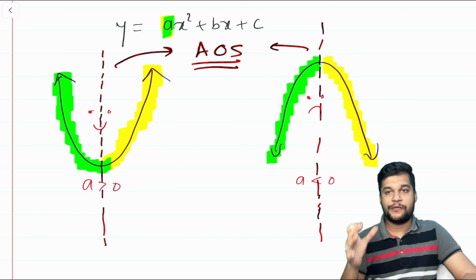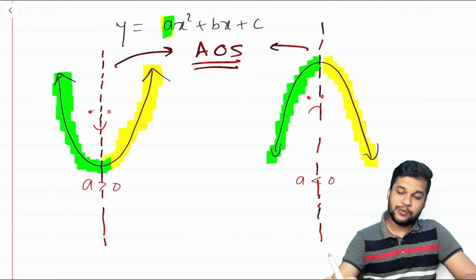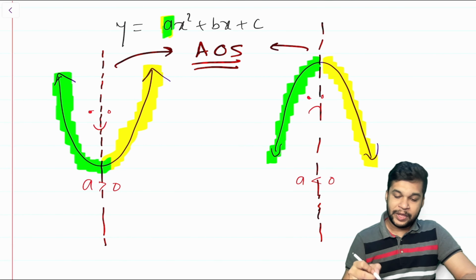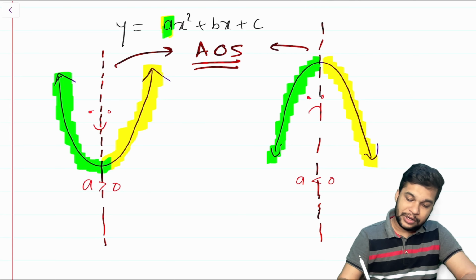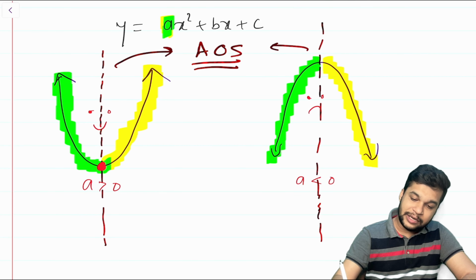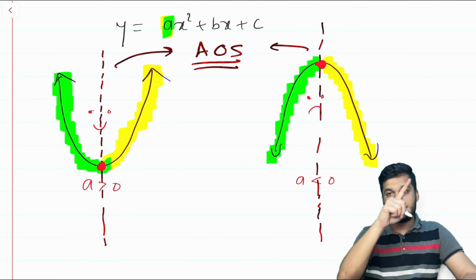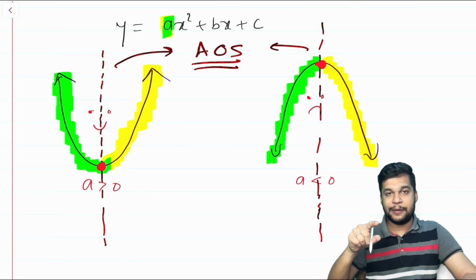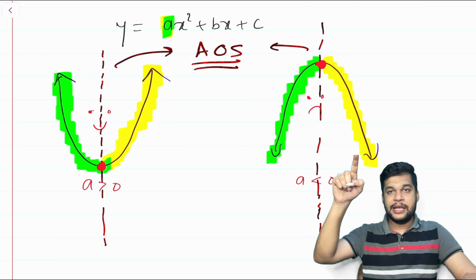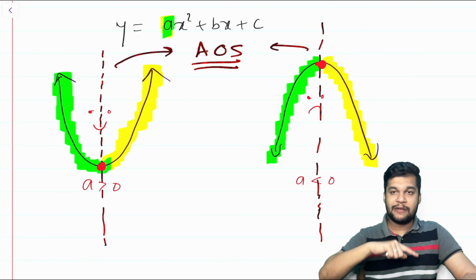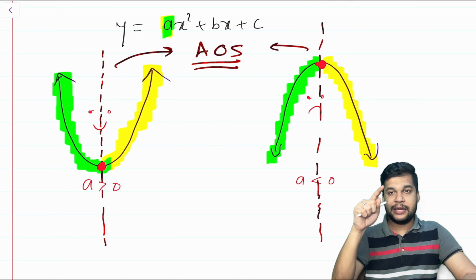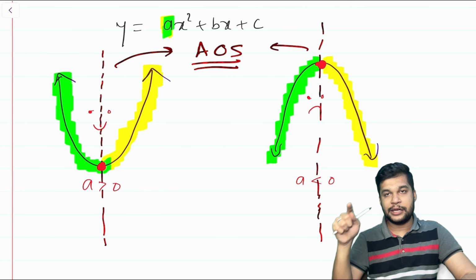AOS, axis of symmetry. Now there is one more interesting thing that you should know. The graph has a turning point. This red point that I've marked here is nothing but the turning point. The graph was coming like that, it reached the red point and then it turned. Similarly, in the second example, the graph was going like this and then it stopped on the turning point, and from the turning point it took a turn and it's going down.